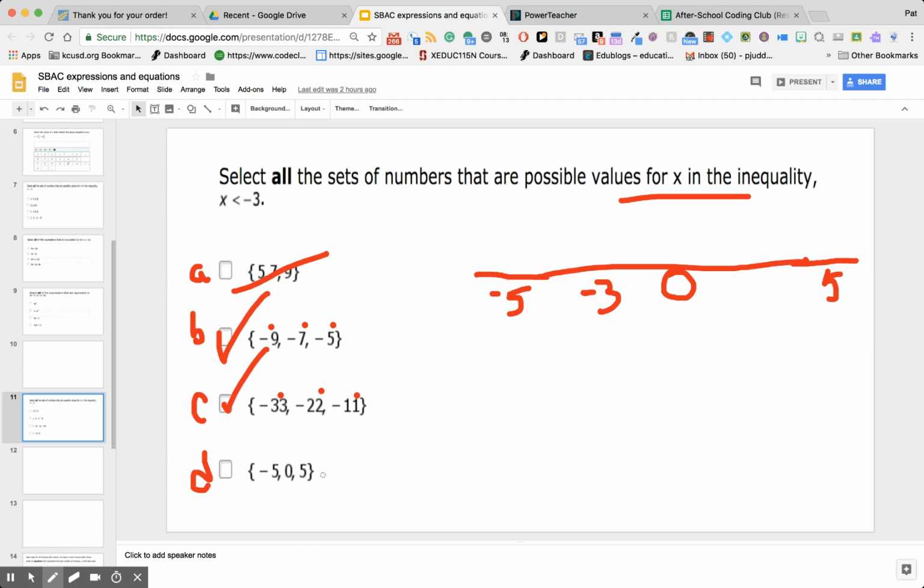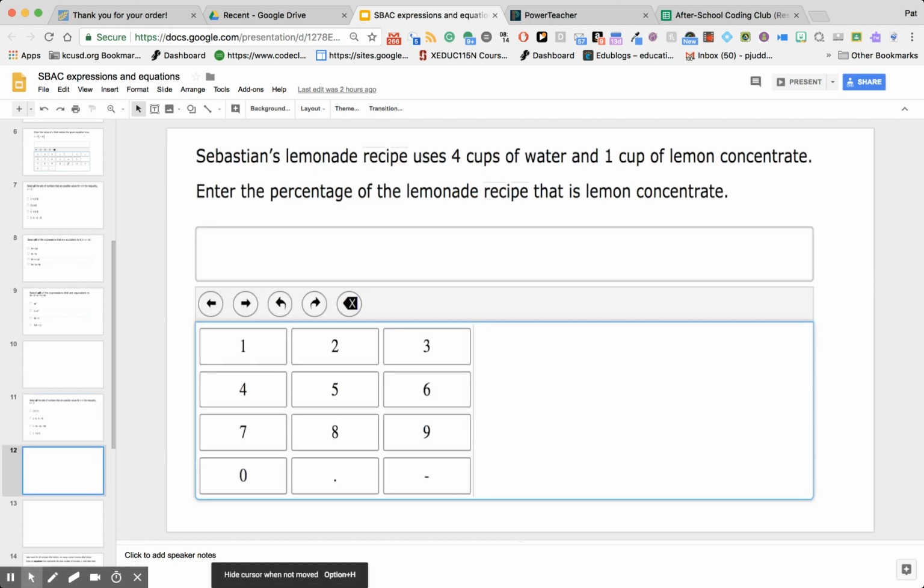Now I'm looking at D. -5 is less than -3. Can I check this one? Well, with the first value, it looks good. But, well, then I've got 0 and 5. 0 is to the right of -3. All you need is one item in that set that is not a true statement, and the whole set is wrong. So the only two sets that are correct are the second set and the third set. On to the next one.